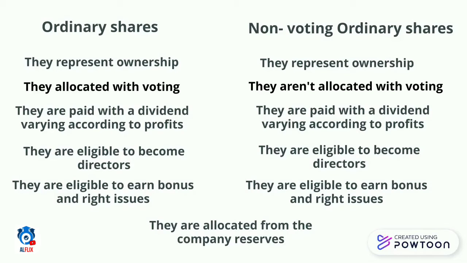On the other hand, non-voting ordinary shares would represent the ownership, but they are not allocated with voting power. They are paid with a dividend and it would vary according to profits. They are also eligible to earn bonus and right issues. They are allocated with company reserves.